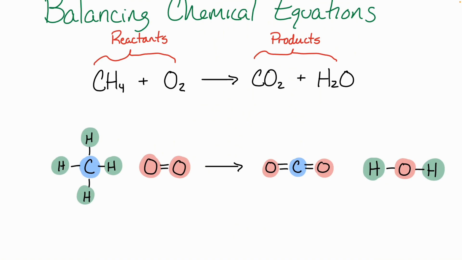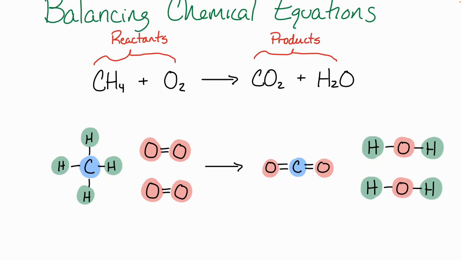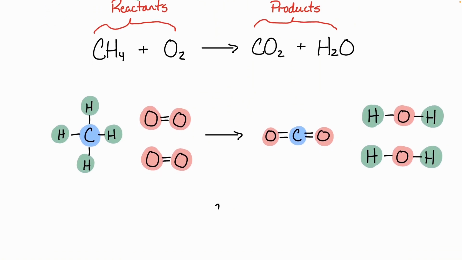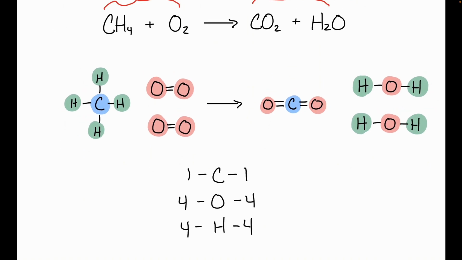So for this one here, it turns out that you would need 2 molecules of O2 to react in order to produce the correct number of products, which would be 1 molecule of carbon dioxide and 2 molecules of water. All right, now if we look at our balancing here, if I keep track of the number of carbons, I have 1 on each side. Oxygens, I have 4 on each side, and hydrogens, I have 4 on each side, right? So now my chemical reaction is balanced here.